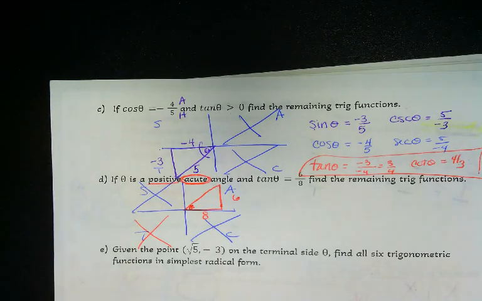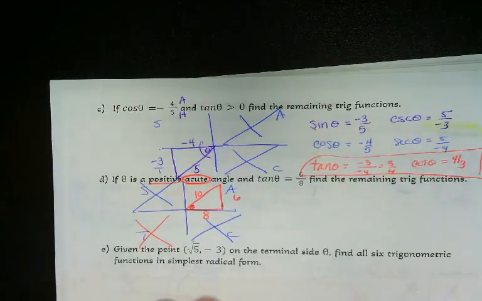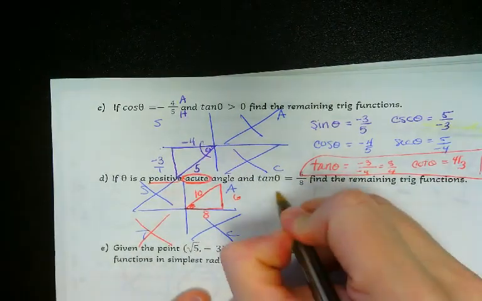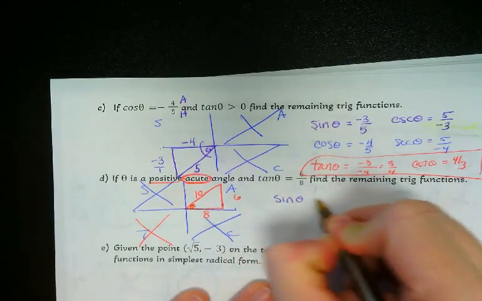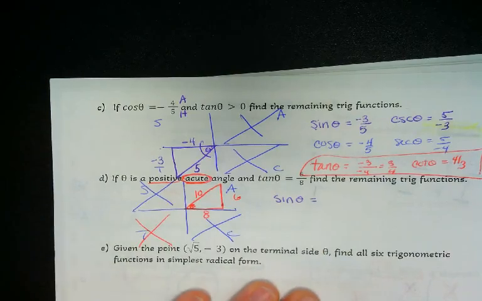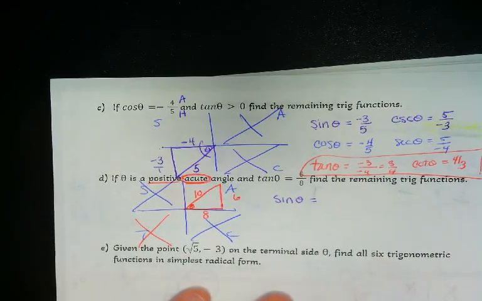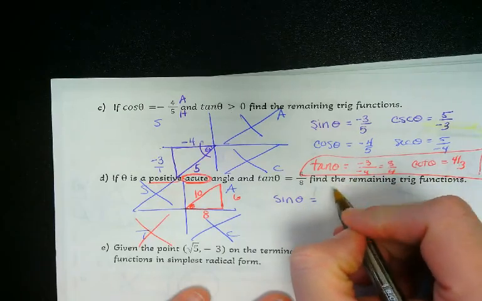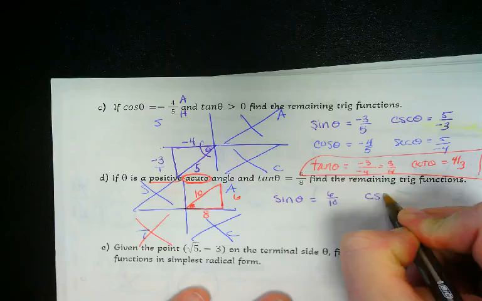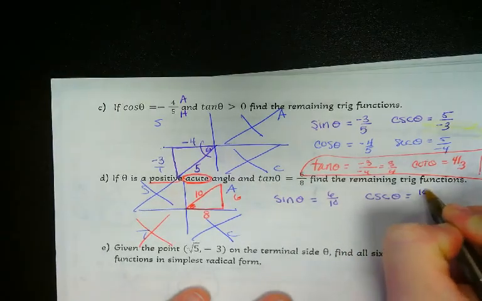What are we getting for that missing side? 10. 6, 8, 10. 3, 4, 5. 6, 8, 10. And then we're going to write our trig functions down. What should I know about all my answers? Should they all be positive, negative, or a mix? All positive. I'm in quadrant 1 where everybody's positive. Natalie, who are you going with for sine? 6 over 10. And then its reciprocal, cosecant, is just 10 over 6.